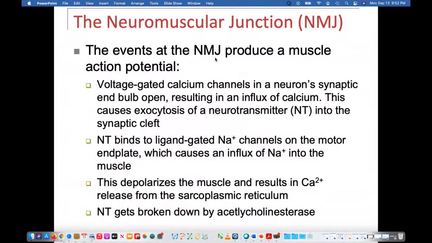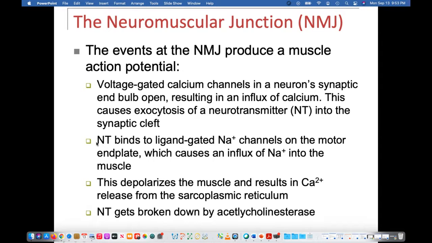So the events that take place, some of the highlights: the voltage-gated calcium channels in a neuron synaptic end bulb open, resulting in an influx of calcium, right? The calcium moves in the synaptic end bulb and says, hey, neurotransmitter called acetylcholine, you're going to move to the end through exocytosis, and I want you to release that acetylcholine into the synaptic cleft.